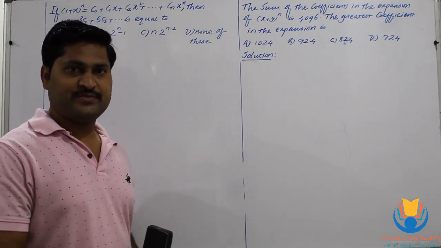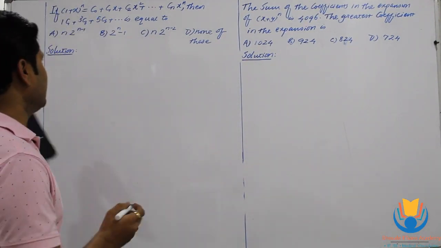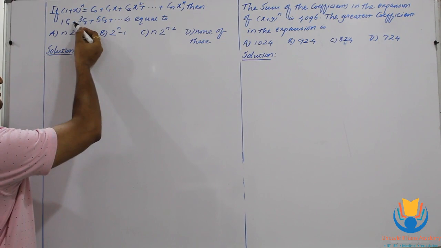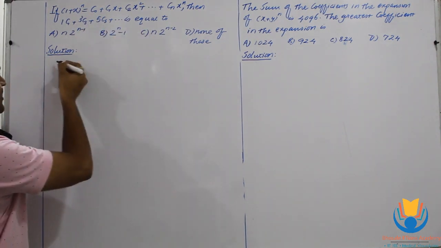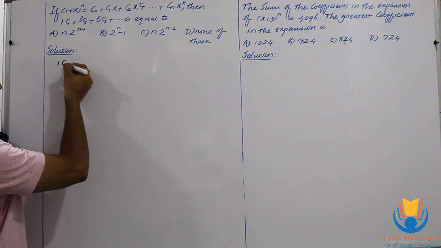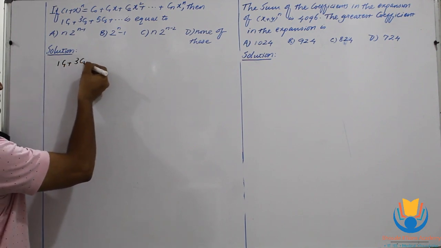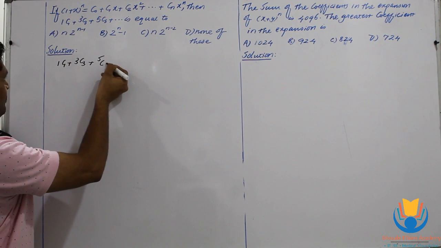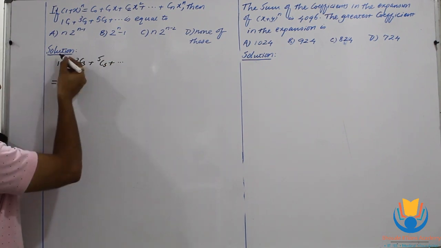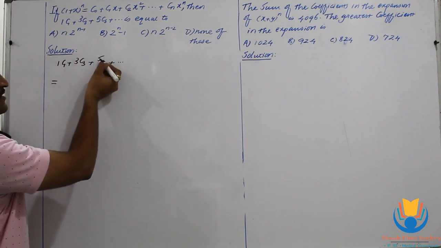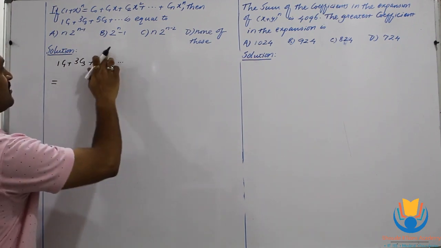Let's start these two MCQs. Again here in the first we have to find the value of 1C1 plus 3C3 plus 5C5 plus dot dot dot and so on. For that let's write the same here in the solution: 1C1 plus 3C3 plus 5C5 plus dot dot dot. So let's write the values of NC1, NC3 and NC5 etc. here.